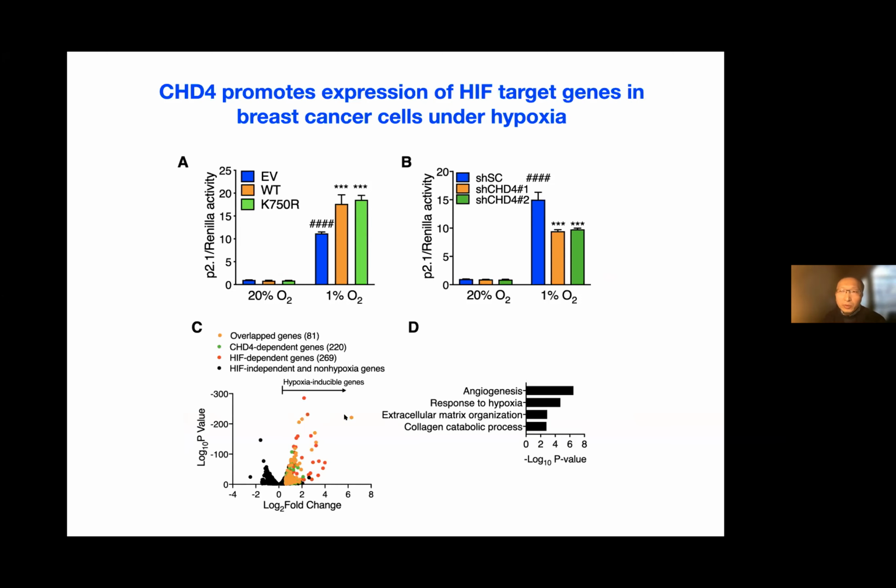We analyzed which HIF target genes are controlled by CHD4. Here is data from RNA-Seq in the breast cancer cells. You see a subset of CHD4 downstream target genes overlap with the HIF target genes in hypoxia. Those target genes are involved in angiogenesis, hypoxia response, or matrix reorganization.